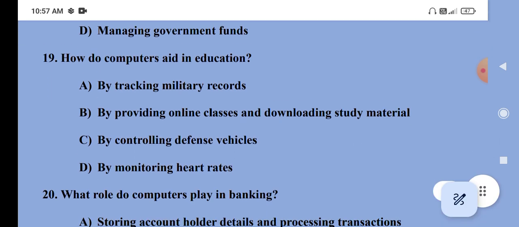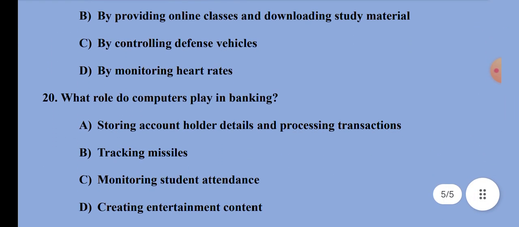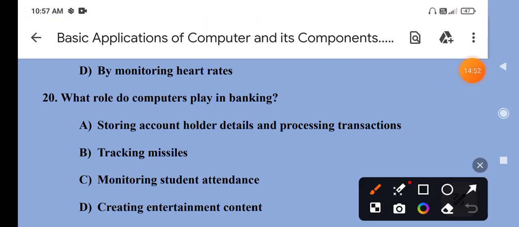Next question, question number 20. What role do computers play in banking? Option A, storing account holders' details and processing transactions. Option B, tracking missiles. Option C, monitoring students' attendance. Option D, creating entertainment content. The right option to this question is option A, that is storing account holders' details and processing transactions. Option A is the right answer.